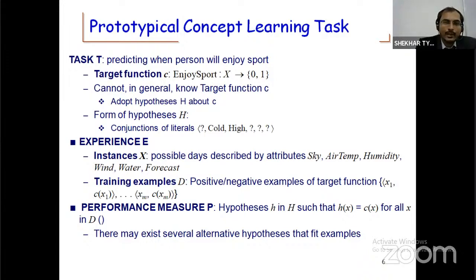Now, the target function basically works on some experiences that involve some previous data sets, some previous values that can be specified to it.